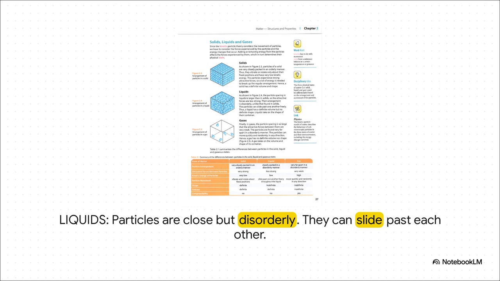Okay, now for liquids. The particles are still pretty close together, but look, it's a total mess now. It's disorderly. Let's go back to that classroom analogy. This is like when the bell rings for a short break. People are out of their seats, they're milling about, sliding past each other. That's why liquids can flow and take the shape of whatever container you pour them into. But notice, they're still crowded in the room, right? That's why they still have a fixed volume.